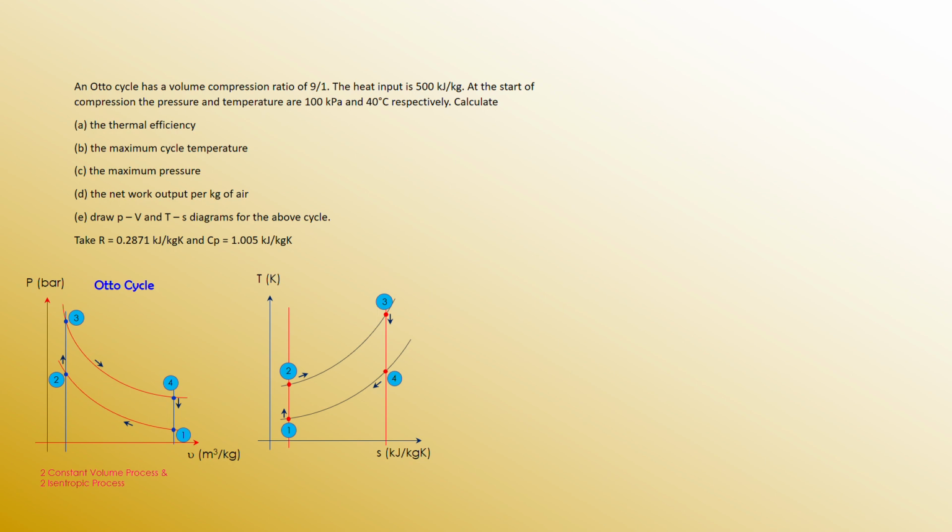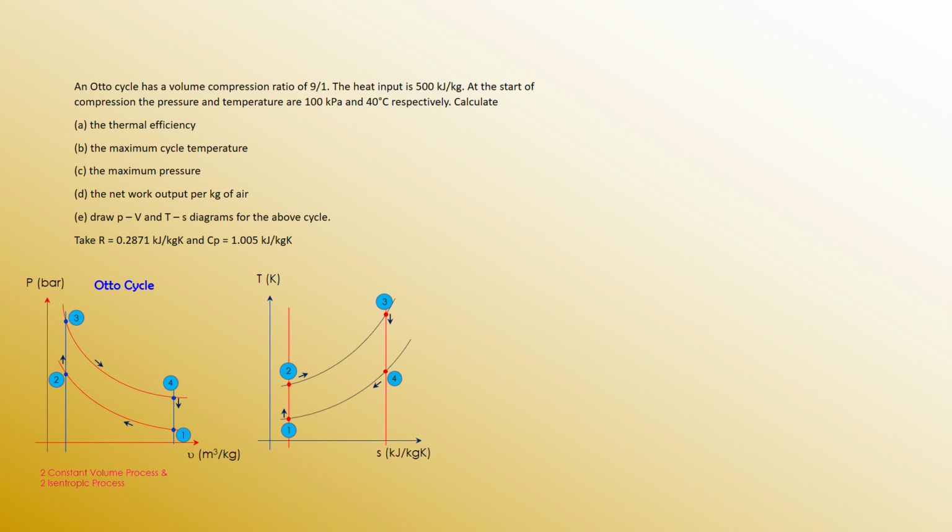In this case, when you refer to your PV diagram, the V max is V1 or V4, and the V min is V2 or V3. So you can take either V1 over V2 or V4 over V3 as the compression ratio or the expansion ratio of 9:1, the volume ratio. In the question they have given us the heat supply or the heat input as 500 kilojoules per kilogram.